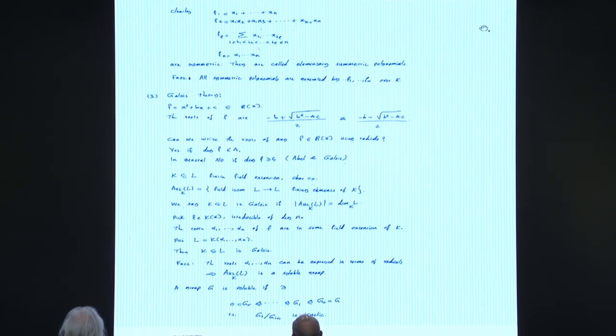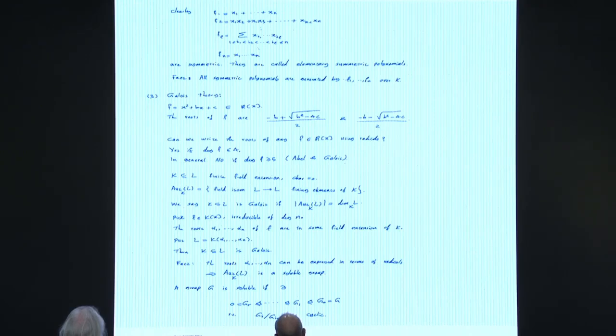It's the Galois field extension, and a fact in Galois theory says that these roots can be expressed in terms of radicals, similar to the degree 2 case. If you can do that, that implies that this group of symmetry, this automorphism group, is a solvable or soluble group. That is a purely algebraic notion.